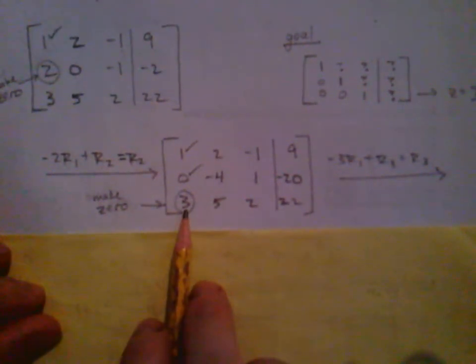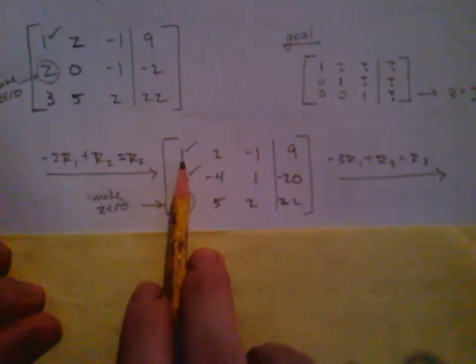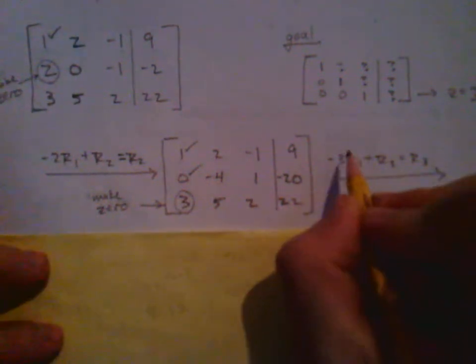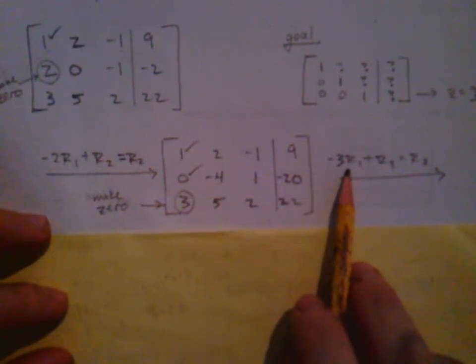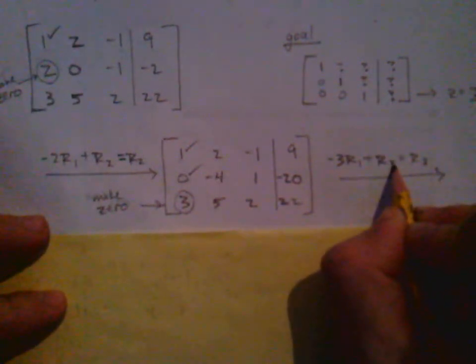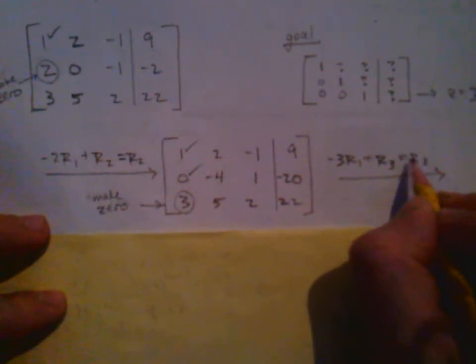And you see my instructions here on the side. What am I doing? Okay, you want to make something a 0? Use the 1. Use the 1. Multiply it by -3 and add it to this. I mean, it's right there for you. Take advantage of the 1. So I've got -3 times row 1. Add it to row 3, and it becomes the new row 3. And then I've got that big arrow, of course, underneath, like always.